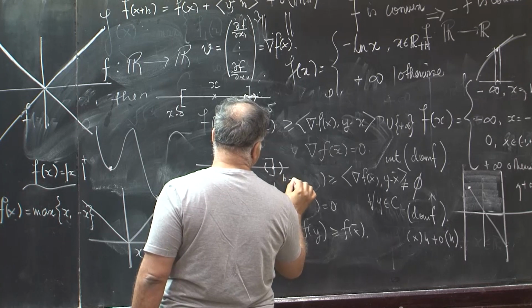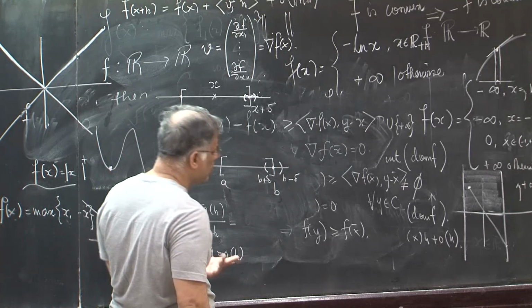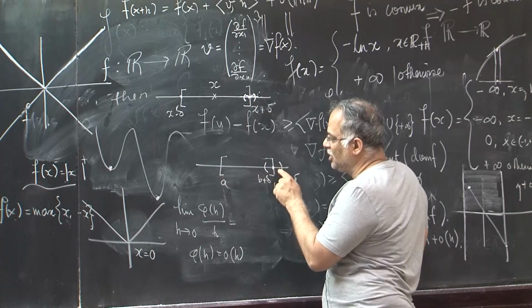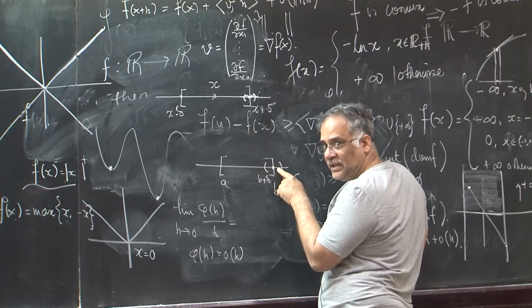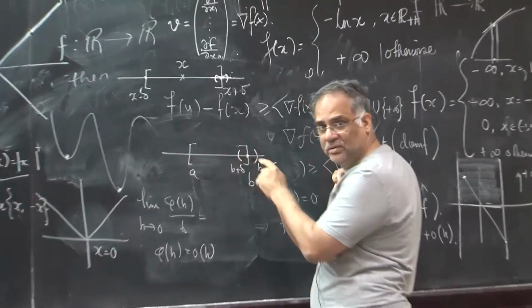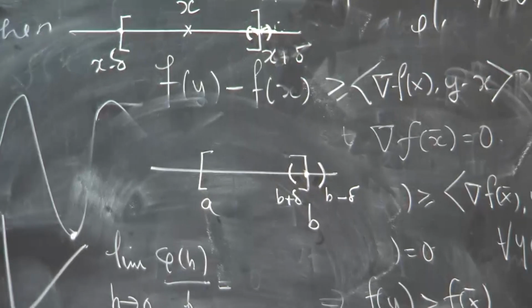So B minus delta and B plus delta. Intervals are always open intervals. Neighborhoods are always open intervals. Now you see, if I want to talk about the function value here, I just do not know the function value here. I only know the function value here. So the derivative, in a complete sense, does not exist.